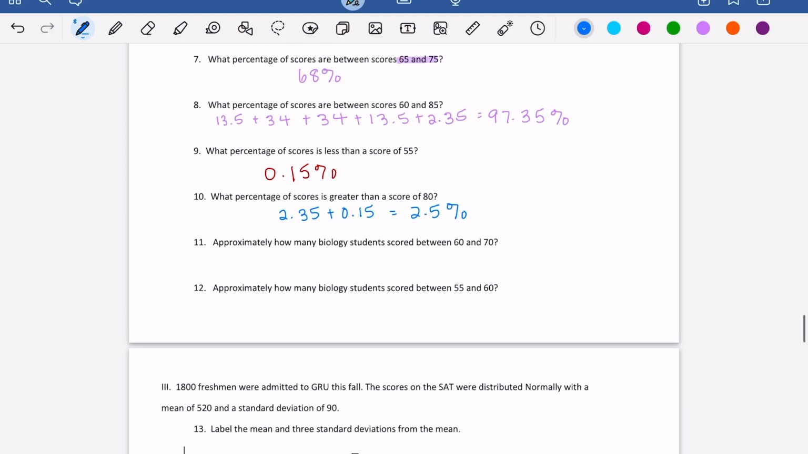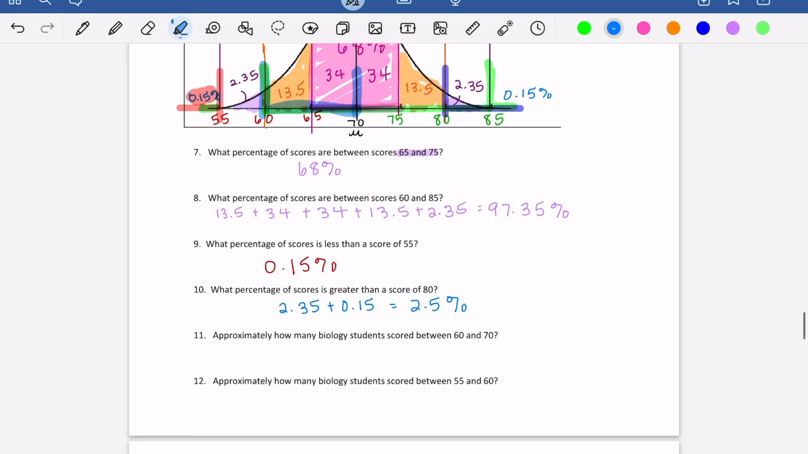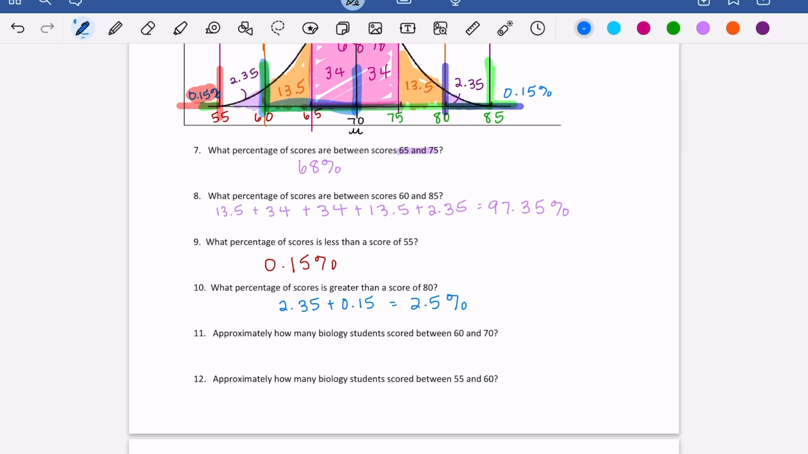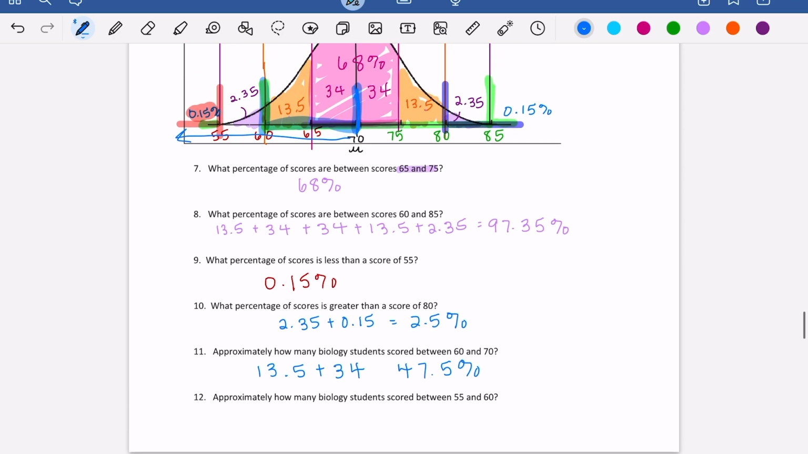And then it says approximately how many biology students scored between a 60 and a 70. So same thing here. We're looking between 60 and 70. So we're looking in this range right here. The percentages there tell me 13.5% plus 34% are going to fall within that range. When I add those two together, that is 47.5%. So less than half, which would make sense because this point represents half and we're not going all this way. So it's going to be less than 50%. And then we add those values together and that's what that tells us.